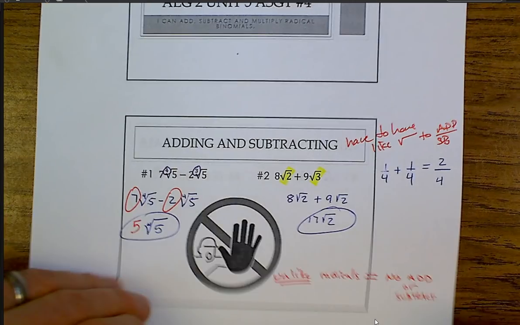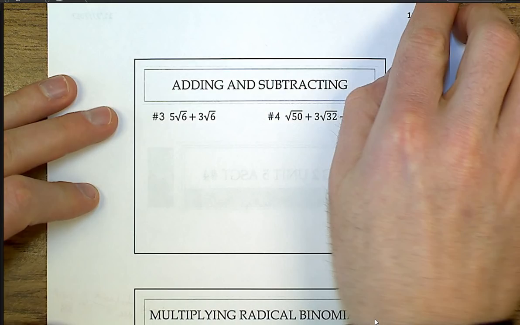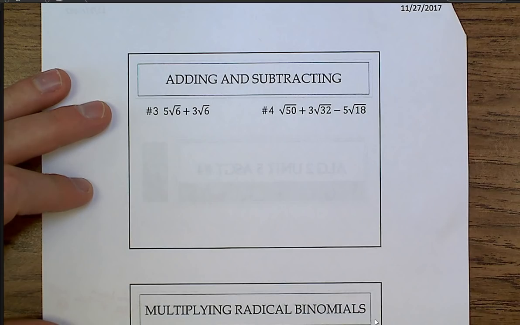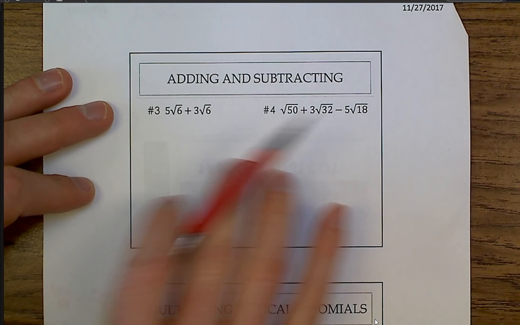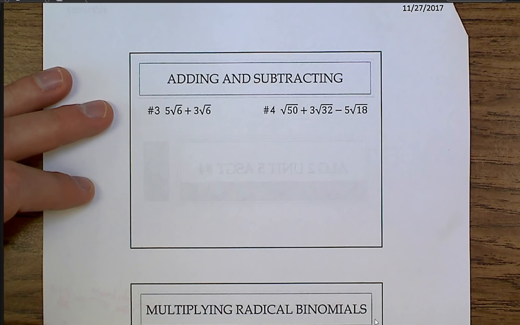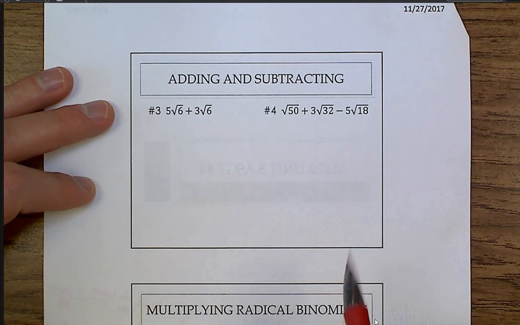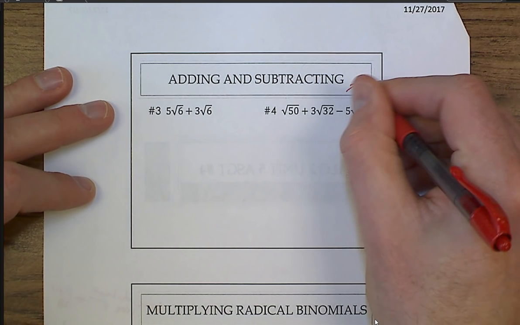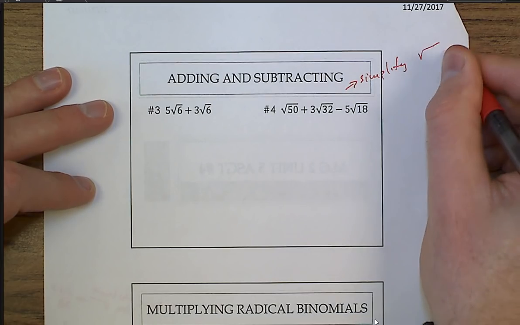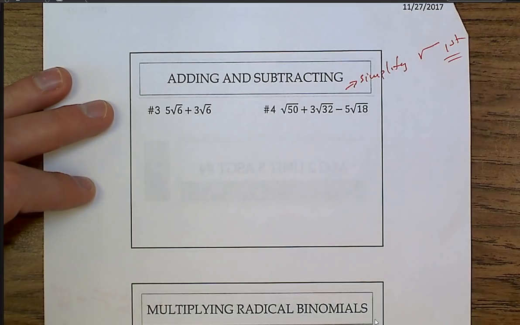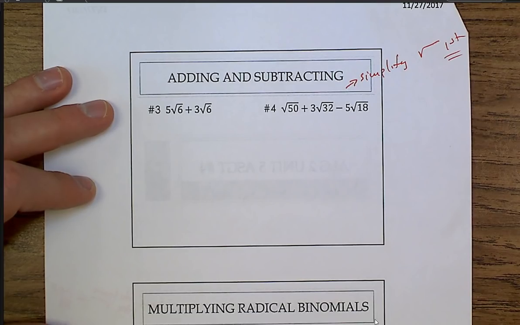All right, let's go to the next page here. So here are a couple examples. The first one's relatively painless, and the second one you've got to do a little bit of simplifying first. So why don't you go ahead and hit pause and try 3 and 4. See what you come up with. I'll give you a hint. On number 4, you're going to want to simplify the radical first. So go ahead and try 3, 4, and then hit play and see how you did.